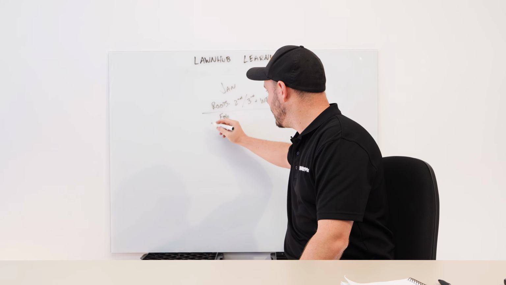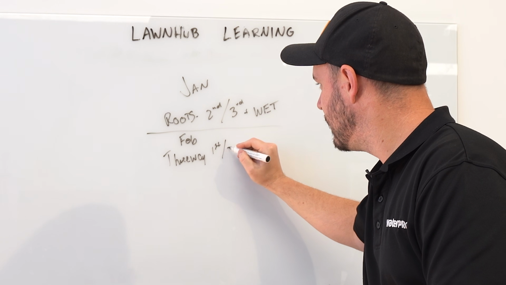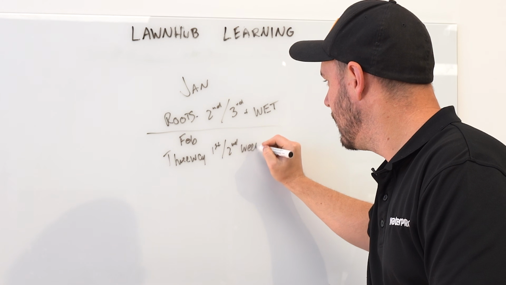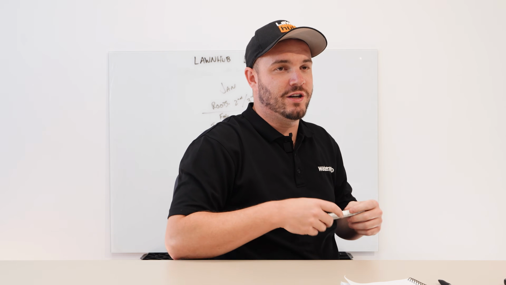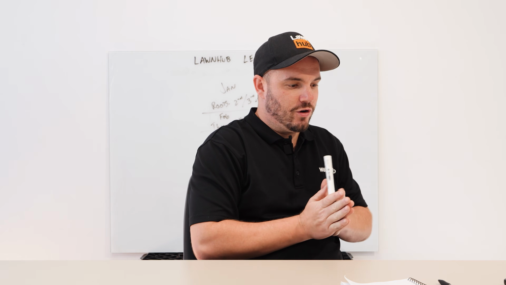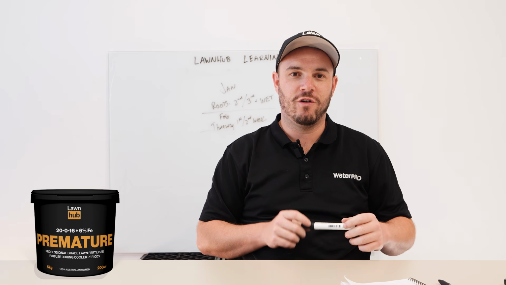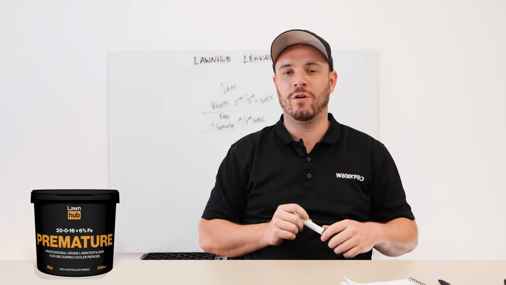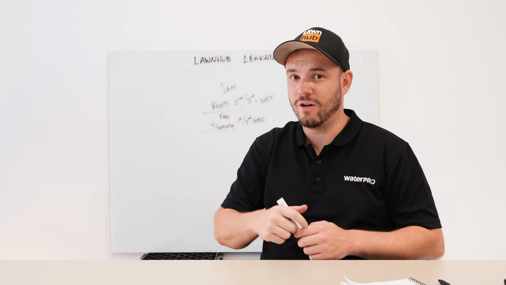Feb is your next application of three-way. So this could be the first, second week, depending. And then February, moving into March, is going to be our next granular application. So this is when you could start transitioning towards premature. Now, we talked about in the first video of Lawnhub Learning about the 2 applications of premature to fight the curve of the color loss.